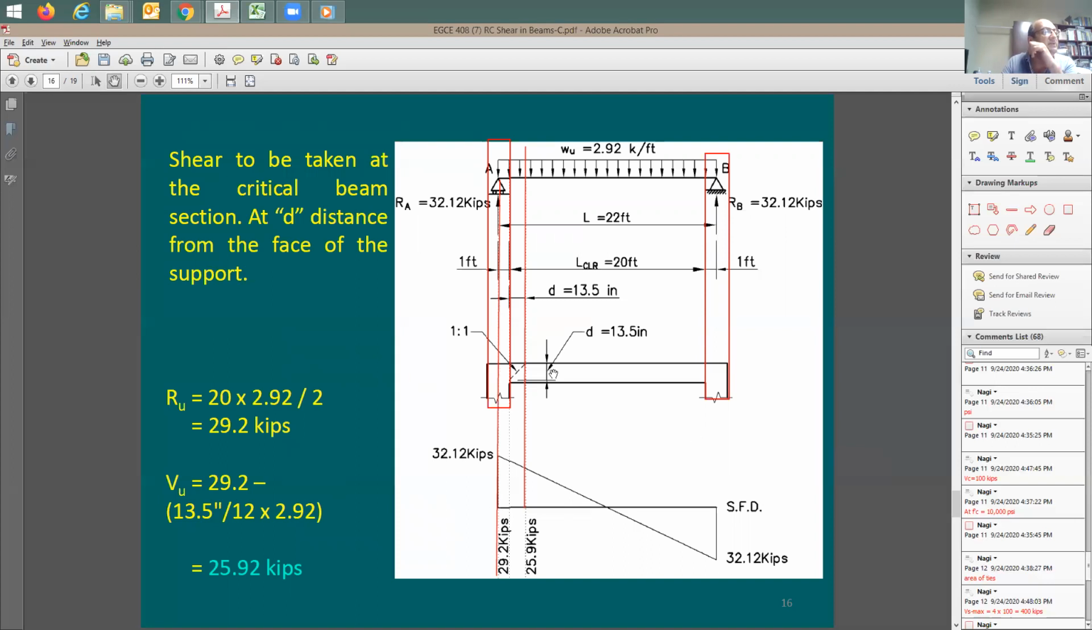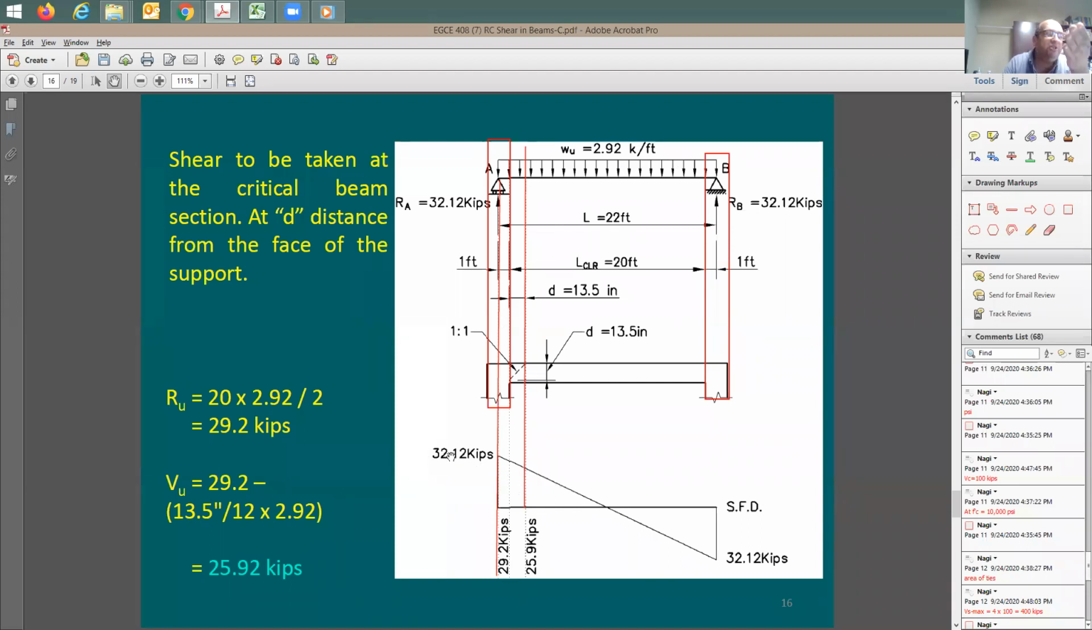How about here? It's gonna be at face of support. Yes? That 13.5 is just the depth? Yes, I'm coming to that. Yes, you are correct. But I want to explain first the shear diagram, the values that you're looking at here. So if you take here 2.92 times 11 feet, which means 1/2 of the span, it's going to get you this reaction here, the 32.12.